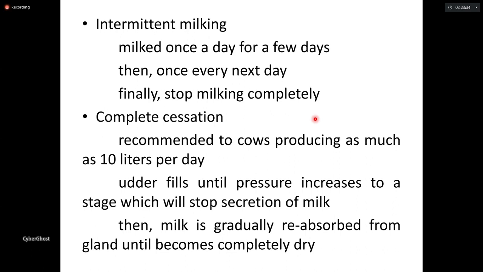Right? So what we can do is milk once a day, maybe for a few days. Then every next day, just skip one day, right? And then stop milking completely. In some cases we can stop completely, but that is basically recommended for low producing animals, for example cows producing maybe about 10 liters of milk per day, right?